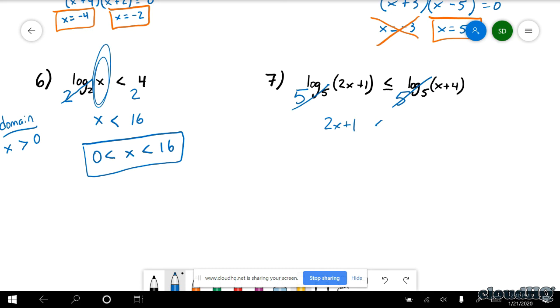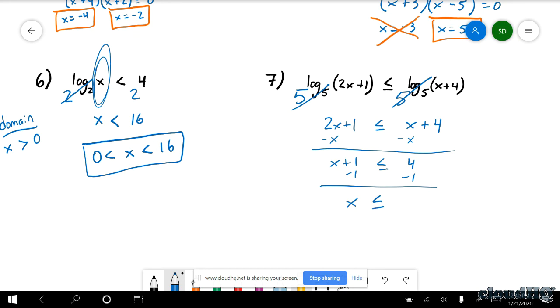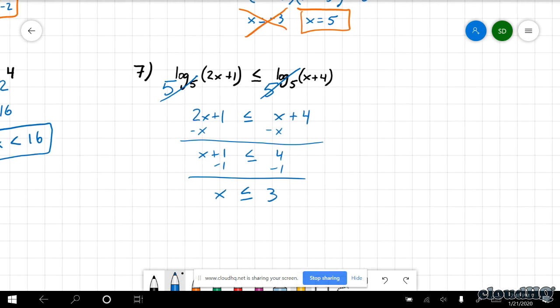2x plus 1 must be less than or equal to x plus 4. Subtract x from both sides. Subtract 1 from both sides. x is less than or equal to 3. Are all of those numbers going to work? Chances are that they're not. Let's check the domain.